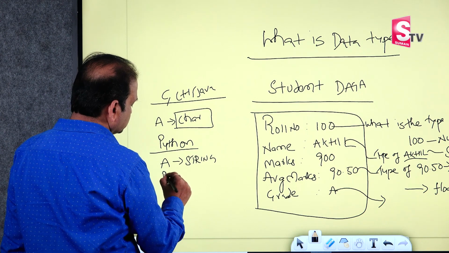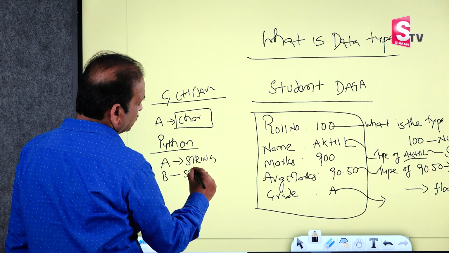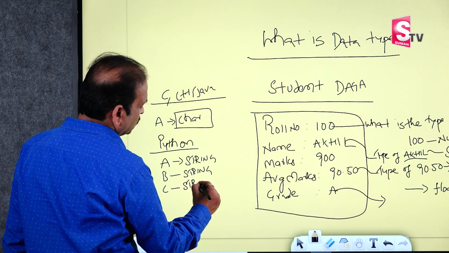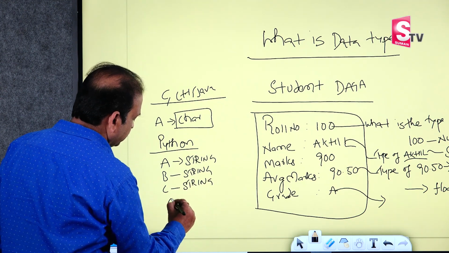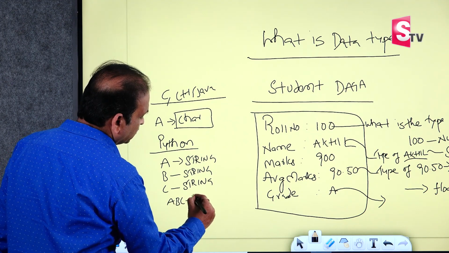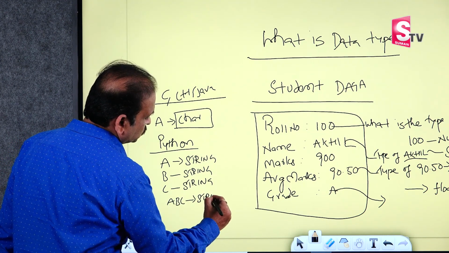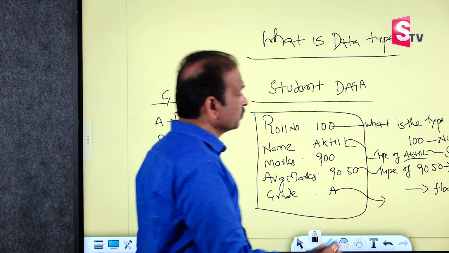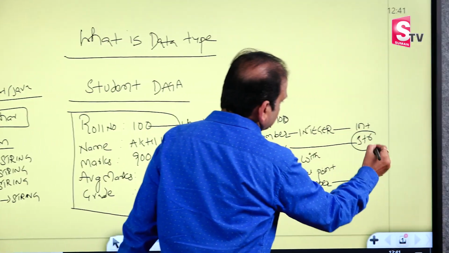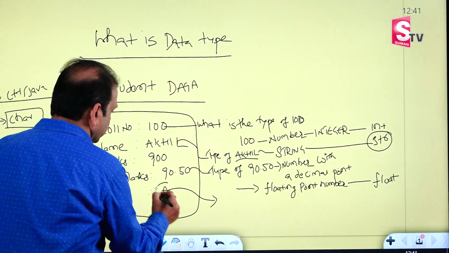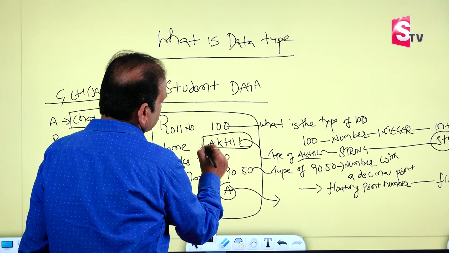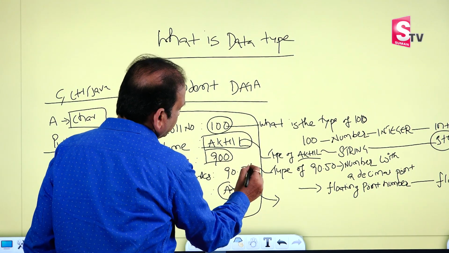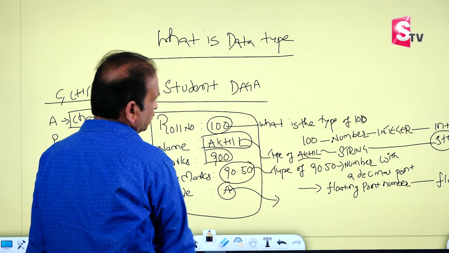A is a string. B is a string. C is also a string. A combination of A, B and C is also a string. So there is no char data type in Python. We have string, which we say is str. So grade A is also str. This name also str. 100 is what? Int. And 900 is also int. And 90.50 is a floating point number.